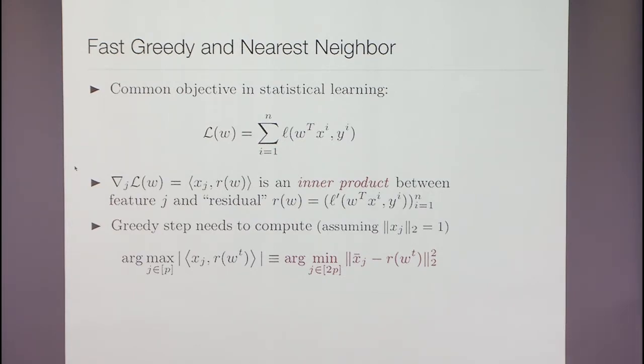Now, if I normalize my columns, then this exactly corresponds to finding the feature j which is closest in Euclidean distance to my residual vector. Here I use x bar j because I use both plus and minus x_j, since I have an absolute value here. So I just look at the 2p possible vectors, which are just plus or minus my original p columns, my p features. And given this residual vector, I want to find the j which is closest to it. Now, this takes time linear in p. But if you can store these x's in an appropriate data structure, you can actually solve this in time sublinear in p. But of course, you have a certain approximation factor.